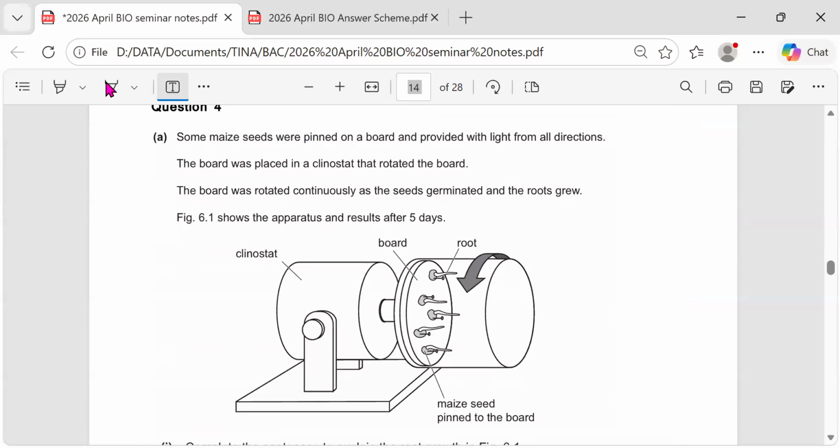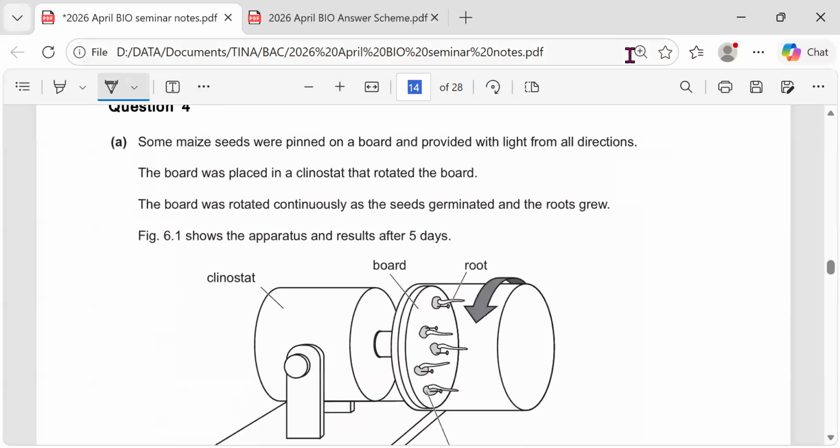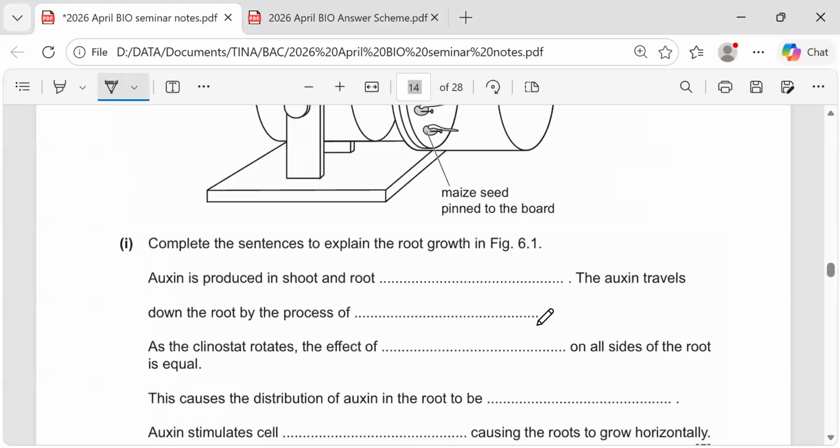Some maize seeds were pinned on the ground and provided with light from all directions. The board was placed in a clinostat. Do you remember what a clinostat is? Yeah, it's to cancel out gravity. The board was rotated continuously and the seeds germinated and roots grew. Shoot and tip. Tip diffusion. Wait, diffusion, right? Yeah, diffusion. Auxin.